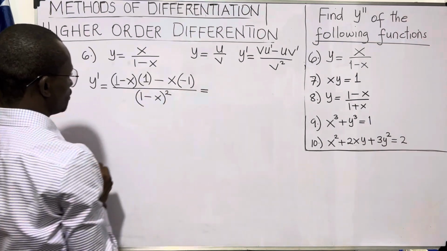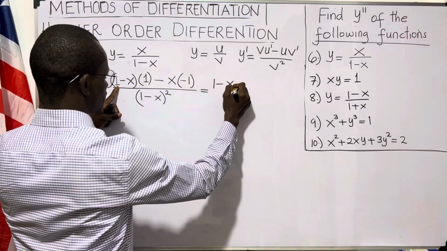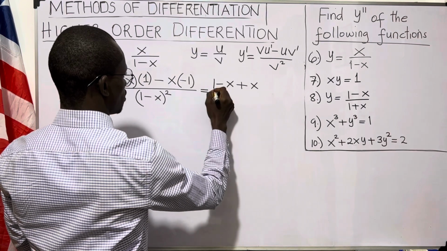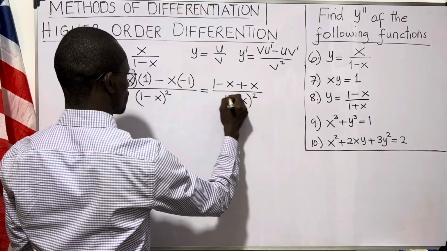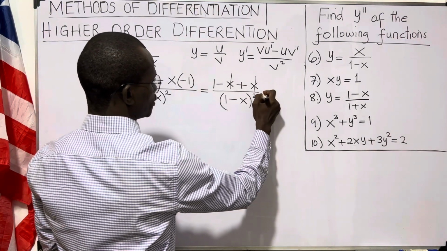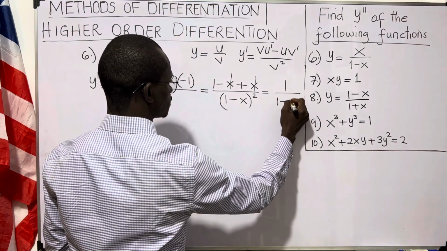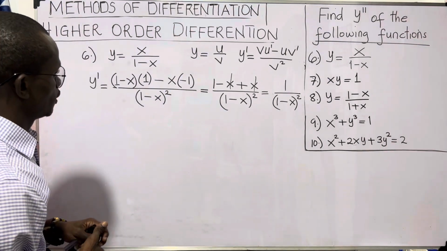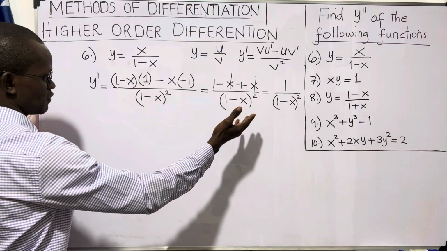So we say this is now equal to, so this will give us 1 minus x, negative times negative is positive, x all over 1 minus x all square. So this x cancels this x, you're just left with 1 all over 1 minus x all square. So that's the first derivative. Now we want to find the second derivative.